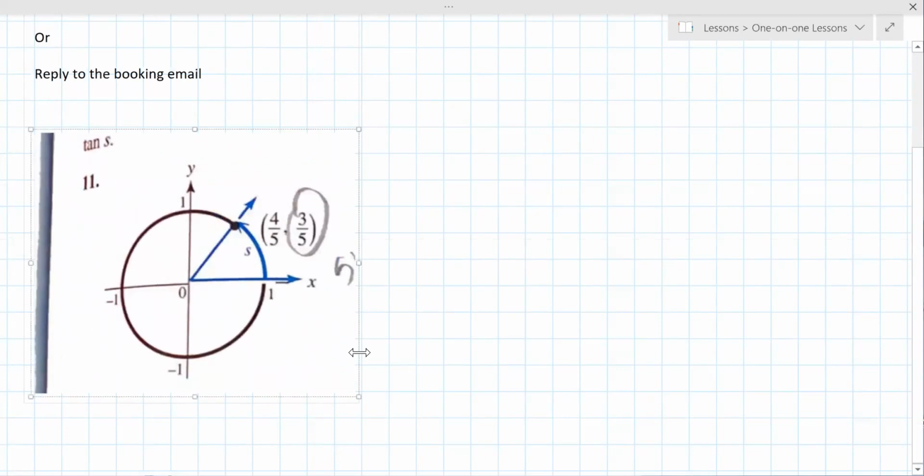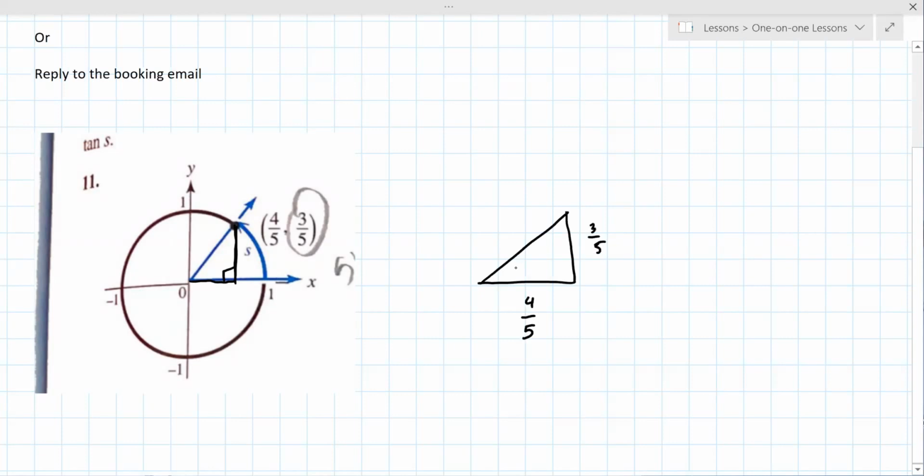So there's really a triangle here to get to this point. You go right and then up. You make a right triangle. The x value is 4/5. The y value is 3/5. The angle here is s. They use s for the angle. And they want you to find sine s, cosine s, and tangent s.